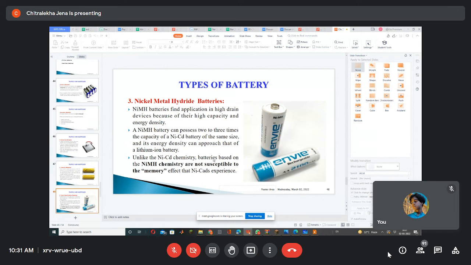This is nickel metal hydride batteries. They are used in high drain devices, with very high capacity. This is costlier than nickel cadmium batteries, because it is a high drain device with high capacity and energy density, and they do not fall victim to dreaded memory. Nickel metal hydride chemistry is not susceptible to the memory effect.